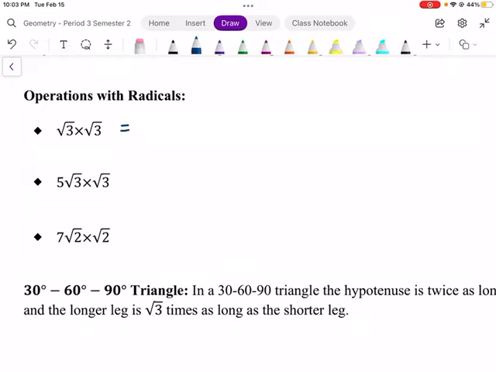When you multiply two radicals together, for example, the square root of 3 times the square root of 3, you are going to put both of them underneath the same square root sign and multiply them together. In this case, because they're both the same, we can simplify it and bring them both outside the square root sign to become 3.